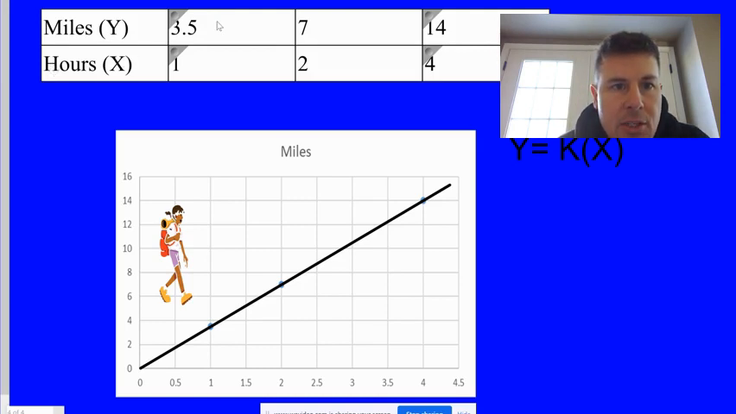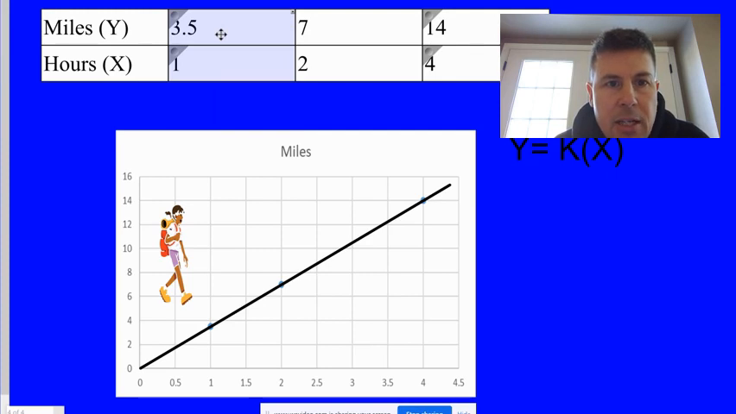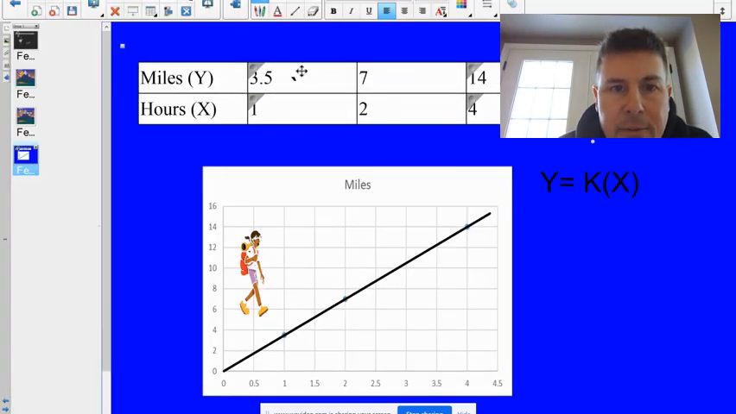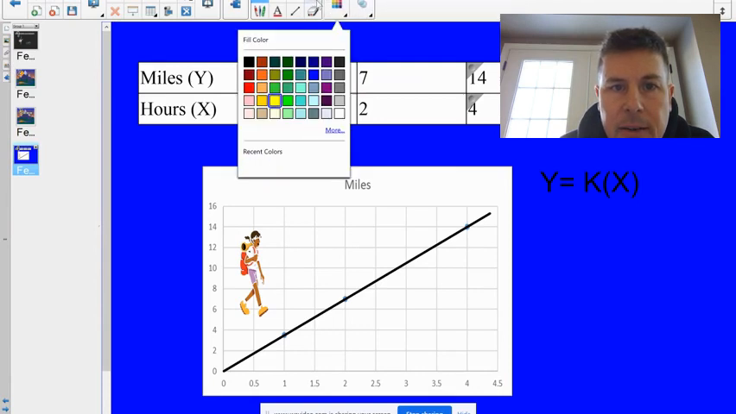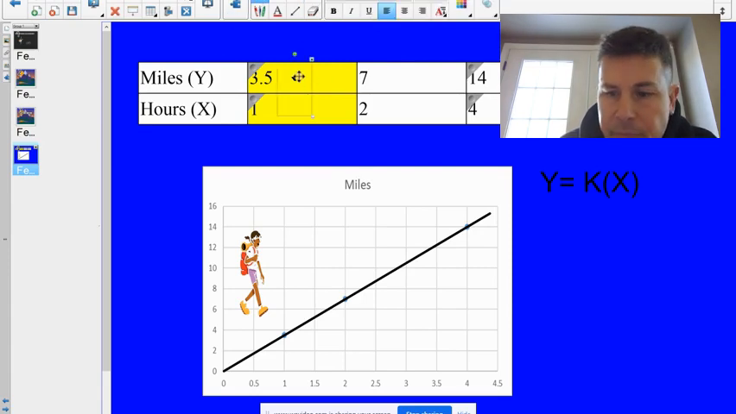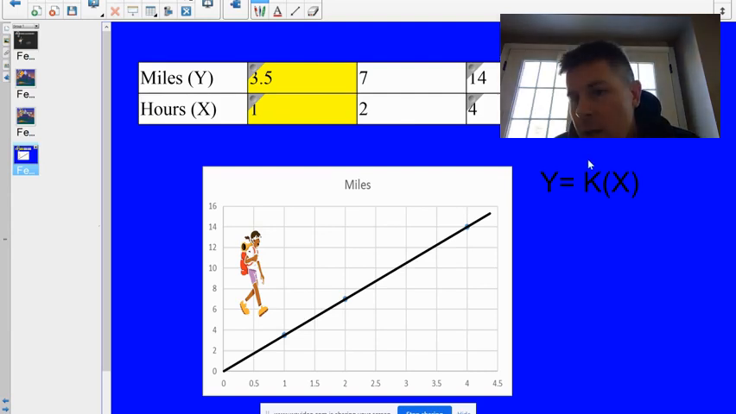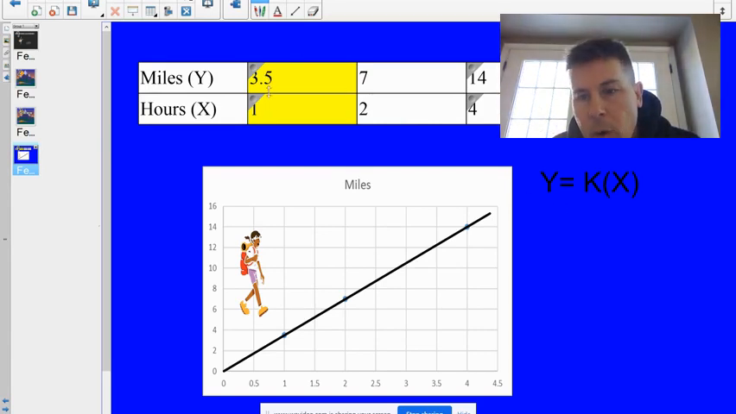And a constant of proportionality is just simply, let's see if I can highlight this. Our constant of proportionality is just a fancy way of saying that we're looking at our unit rate, okay? So our unit rate here is 3.5 miles in 1 hour. That's our unit rate, okay? And I want to use that unit rate to help us create our equation for how our hiker was traveling when she was out in our Colorado mountains. So what we would do is just take that unit rate, 3.5 to 1, and put it in for our k, our constant of proportionality, okay?